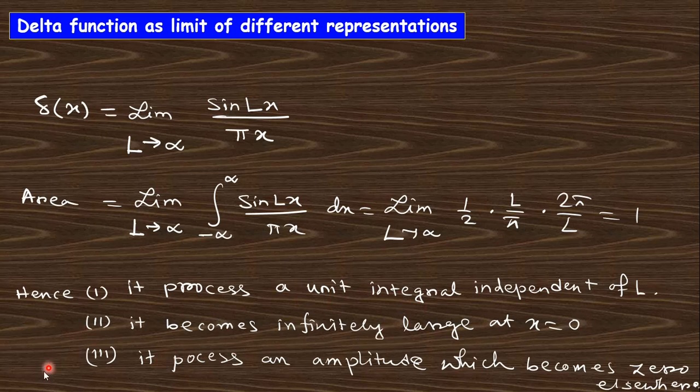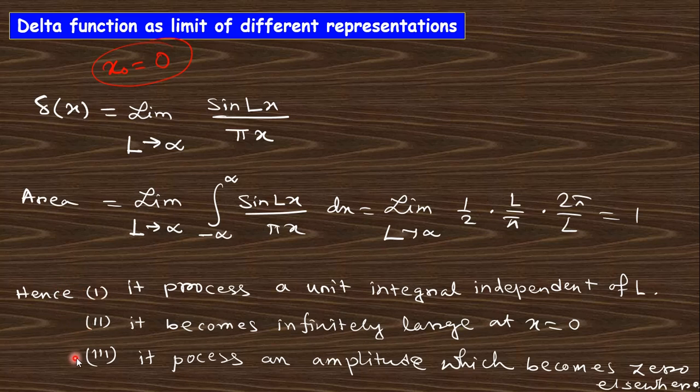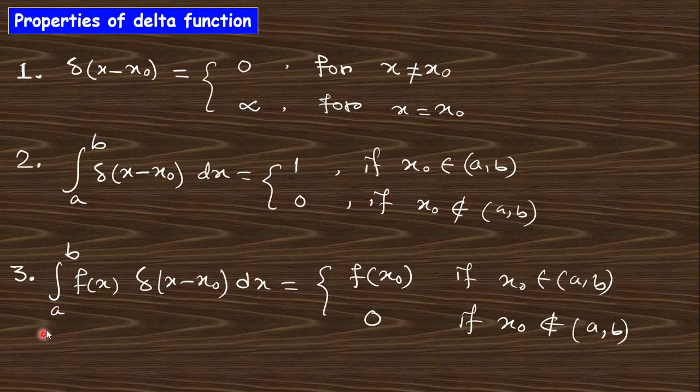to 0. When x equals 0, that means x minus x0, where x0 is 0. Taking x0 equal to 0, then these properties are satisfied. So this is another representation of the Dirac delta function. Now we come to the properties of the Dirac delta function.